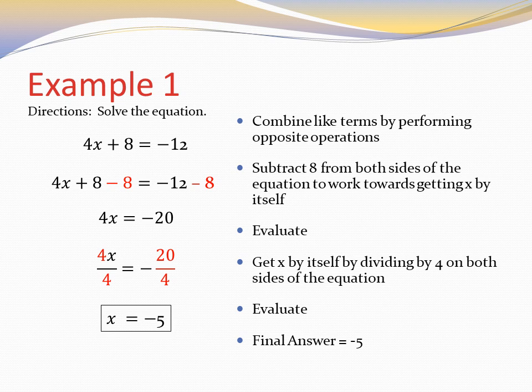And if you need a little bit of confirmation, you can plug the minus 5 back into the original equation. So if you plug in the minus 5 for x, you get 4 times minus 5. So 4 times the minus 5 is minus 20, and then minus 20 plus a positive 8 is minus 12. So that's our little sanity check.